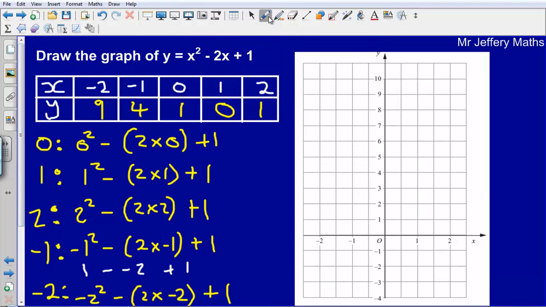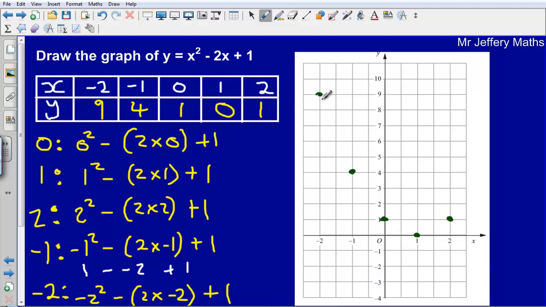This gives us some coordinates. Let's plot these coordinates on the grid. So minus 2, 9 will go here. Minus 1, 4, 0, 1, 1, 0, and 2, 1.